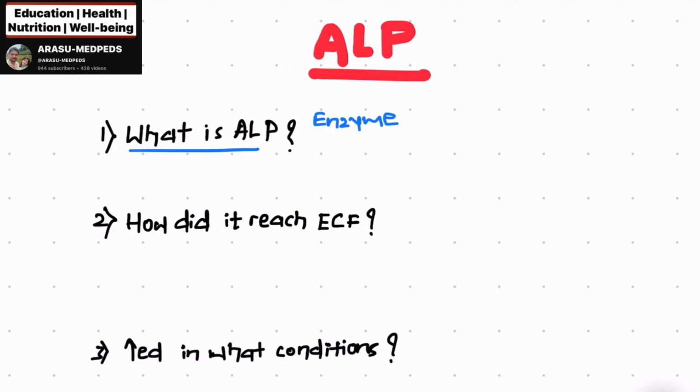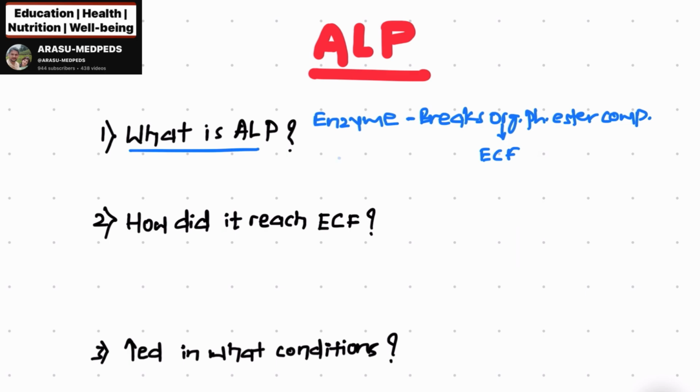Enzyme in the sense it will be a sequence of amino acids. As we all know, what will be the function of an enzyme? It will break down something. So here this alkaline phosphatase will break down organic phosphate ester compounds. So where do we see these compounds commonly? These are there in our extracellular fluid. There this enzyme will break down these compounds.